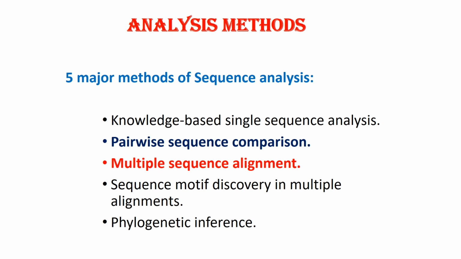The pairwise sequence comparison can be performed either with the help of a sequence, or we can perform this method for structural comparison. The third one is multiple sequence alignment. Multiple sequence alignment is nothing but when we have more than two sequences to be compared, the method is called multiple sequence alignment. More than two: 3, 4, 5, or more.